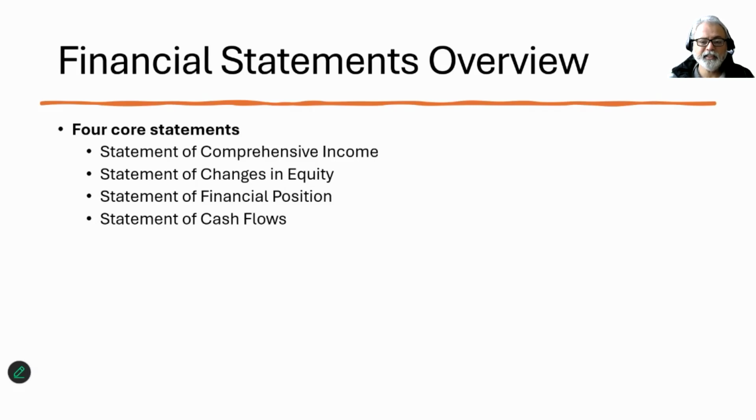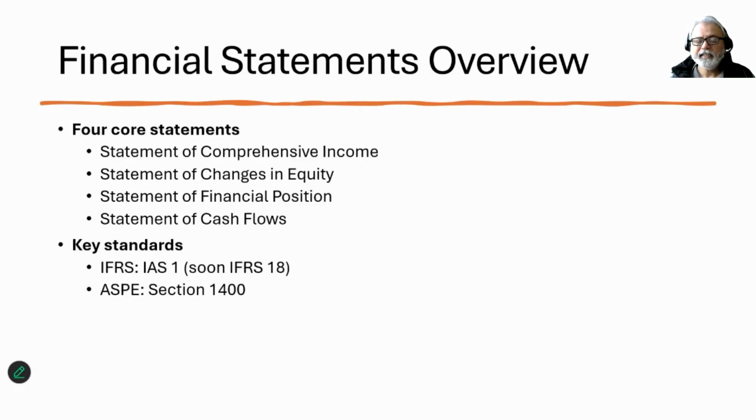Not-for-profit organizations don't earn profit, so they tend to shy away from using profit-oriented terminology. In ASPE, there is no concept of other comprehensive income, something that we will be learning about in this course later on. So therefore, we use a simpler statement name called income statement. The key standards that apply under IFRS: you have IAS 1 currently, but it is soon to be replaced by IFRS 18. And for ASPE, it's section 1400.